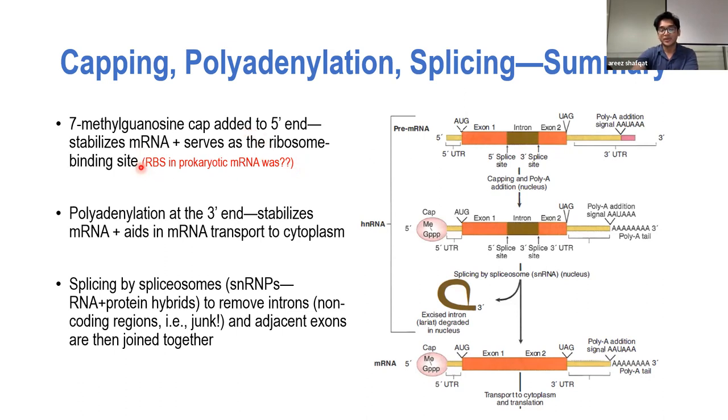So this is what we were discussing here. Ribosomal binding site in prokaryotic mRNA is the Shine-Dalgarno sequence. So that's the first thing.